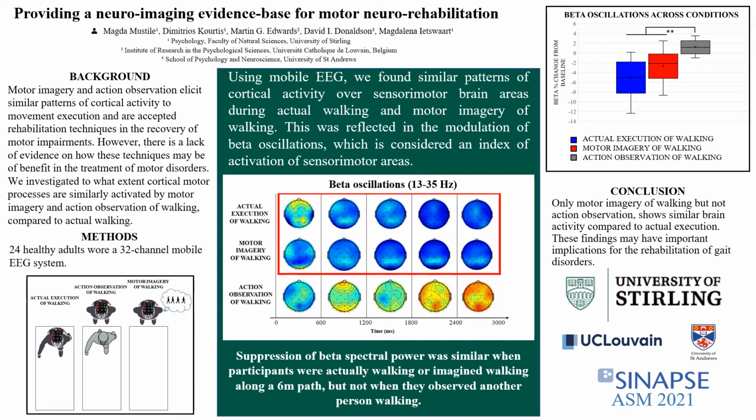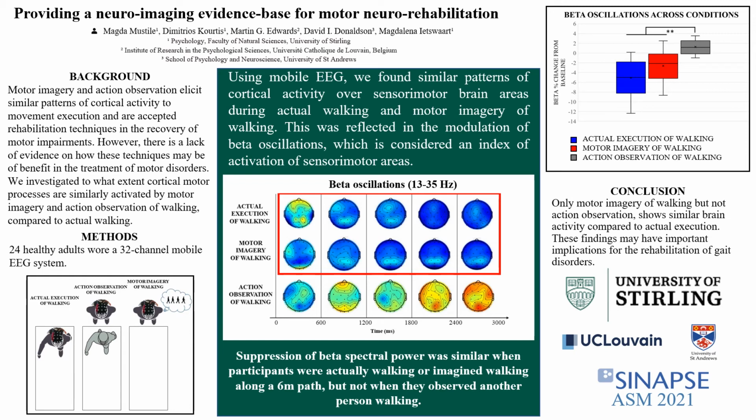As shown in the central figure, which illustrates beta activity over the brain across the 3 conditions, we found similar patterns of cortical activity during actual walking and motor imagery. However, a different pattern of cortical activity emerged in the case of action observation of walking. In particular, we found similar beta power suppression, or decrease, over sensory-motor brain areas during actual execution and motor imagery, which is typically considered as the index of the activation of motor areas.